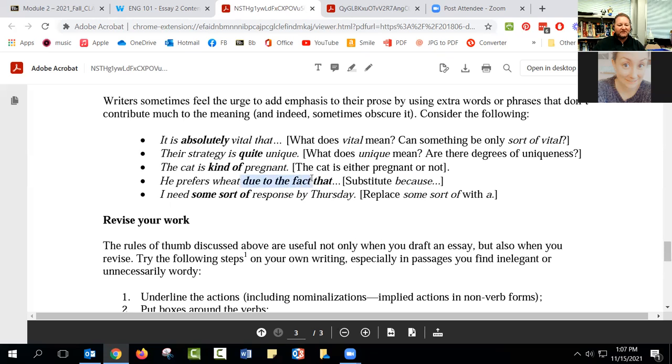And most people, when they start to use this phrase, get in a bad habit of using it again and again and again. And the reader doesn't want to read due to the fact that or due to the fact of so many times, right? I need some sort of response by Thursday, right? Some sort of, right? Which just says replace some sort of with, hey, I need a response by Thursday, right? Because what sort of response it is is completely up to you, whatever you're responding to, right? So you can simply say, I need a response by Thursday. So some sort of anything, you can almost always just replace this with a, right?